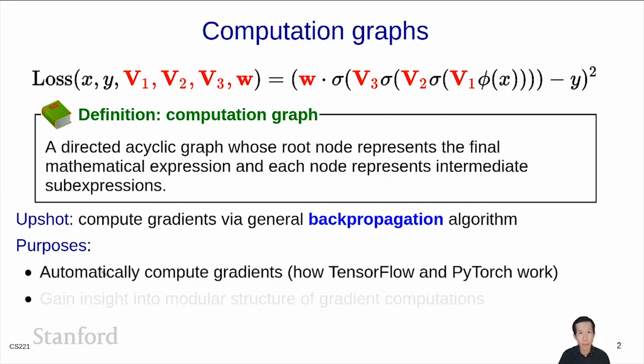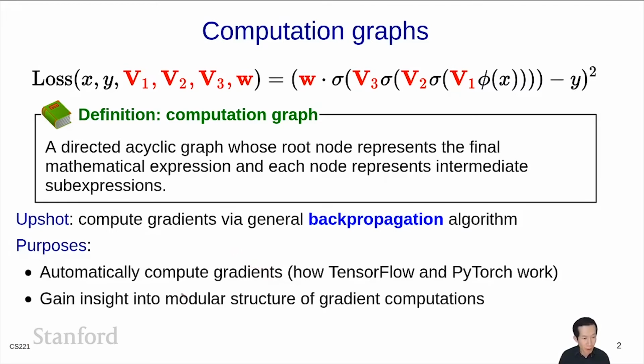There are actually two purposes for this. The first is computing the gradients automatically, and this is how deep learning packages like TensorFlow and PyTorch work behind the hood. And second of all, we're going to use this as a tool to gain insight into the modular structure of the gradients and try to demystify them, because when taking the gradients by hand, you can get into situations where you just have a lot of symbols. But using a graph, we can start to see the structure.